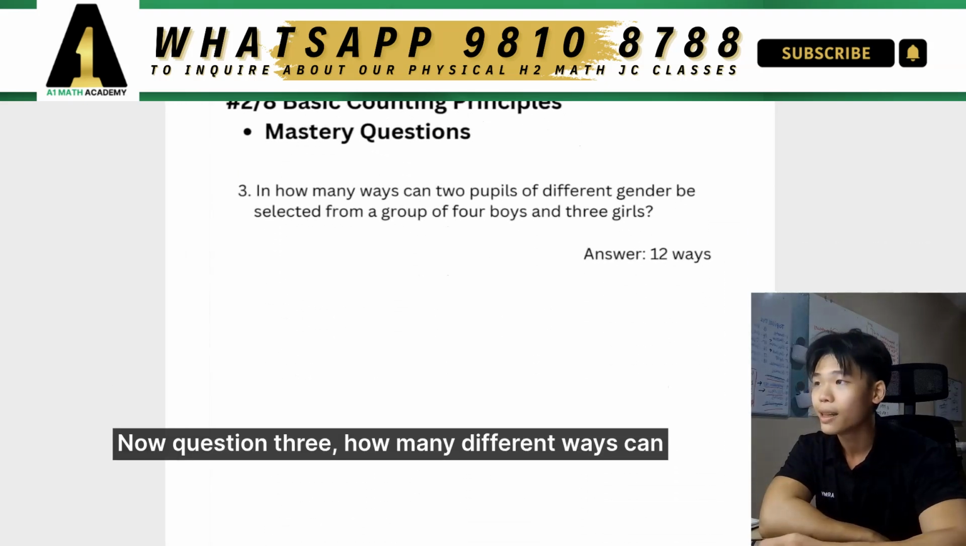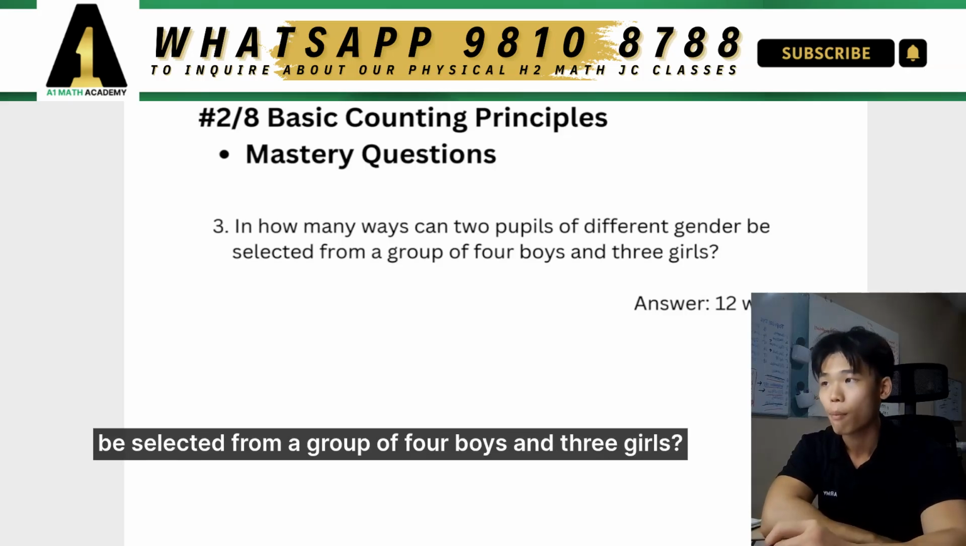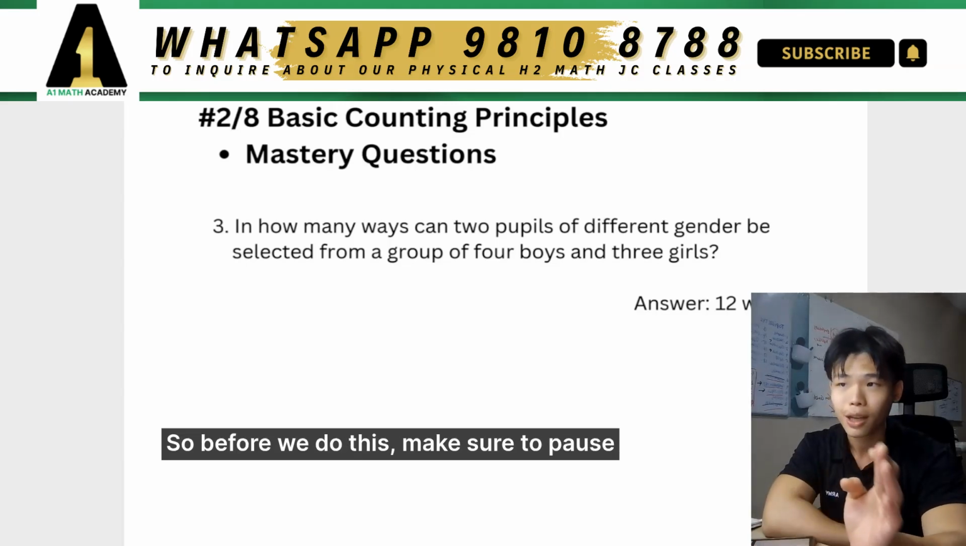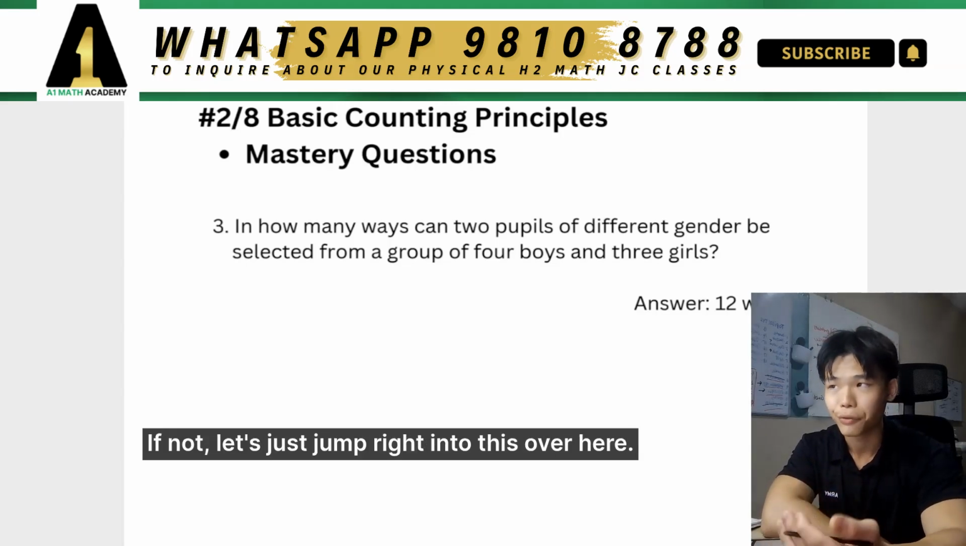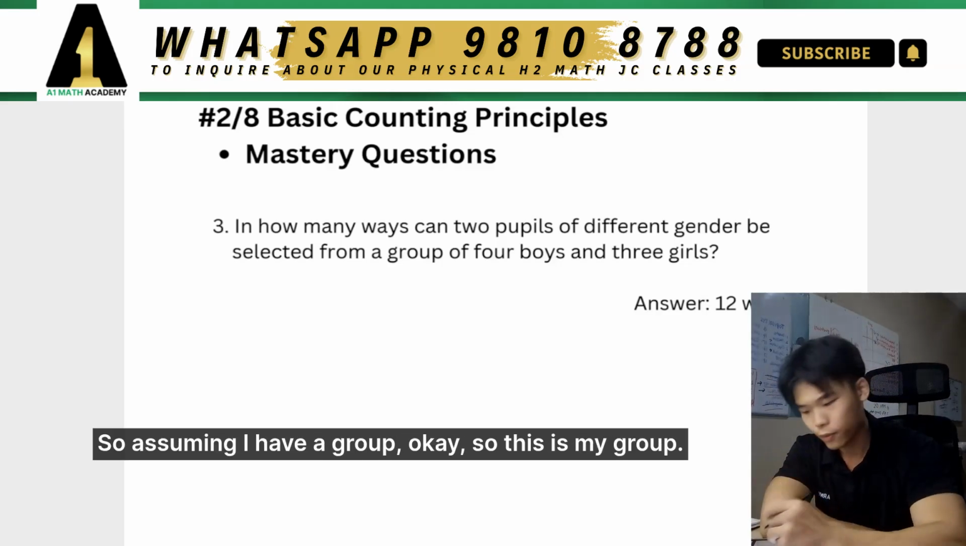Now question 3. How many different ways can two pupils of different gender be selected from a group of 4 boys and 3 girls? This is where it gets a little bit more interesting, right? Before we do this, make sure to pause this video to attempt the question. If not, let's just jump right into this. So assuming I have a group, okay, so this is my group.